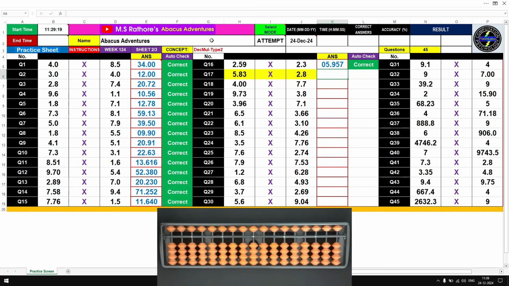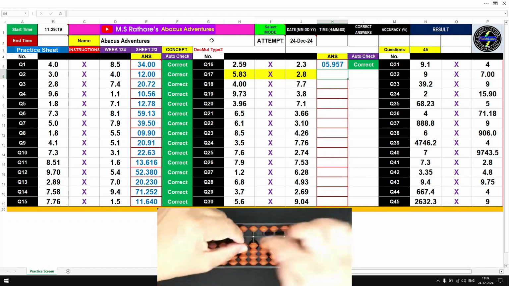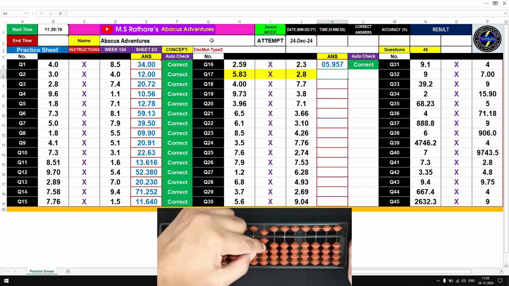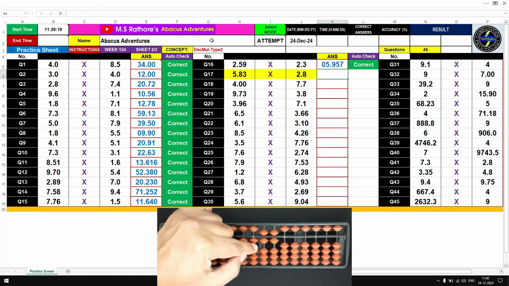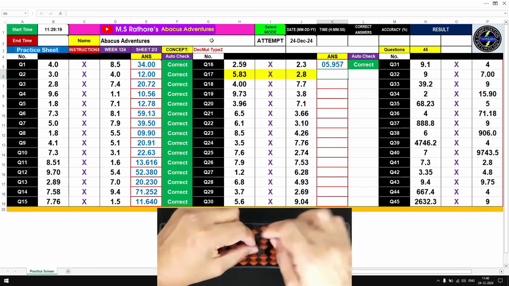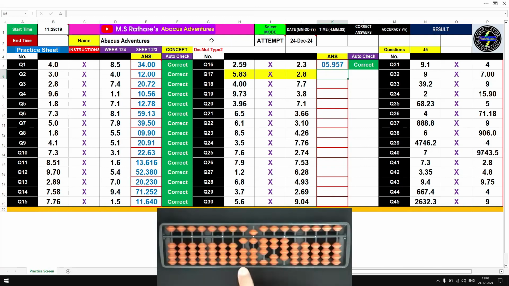Question number 17, 5.83 multiplied by 2.8, beginning from rod number 2. 2 5s are 10, shifted. 2 8s are 16, shifted. 2 3s are 06. Round 2 begins now. 8 5s are 40, shifted. 8 8s are 64, shifted. 8 3s are 24, and the answer is 16.324.